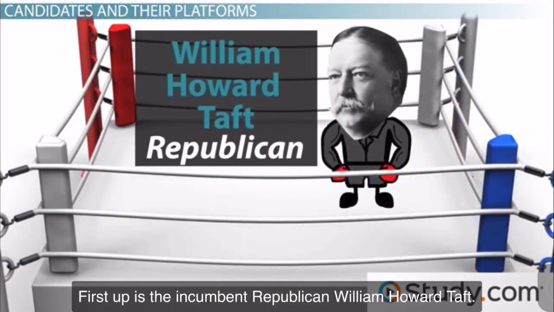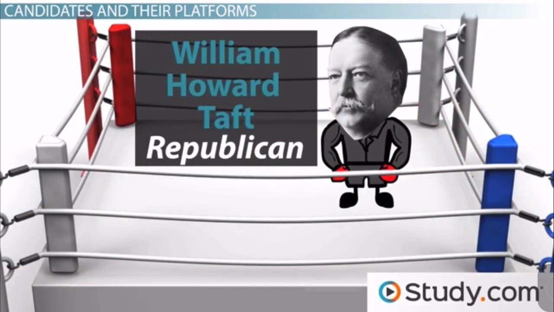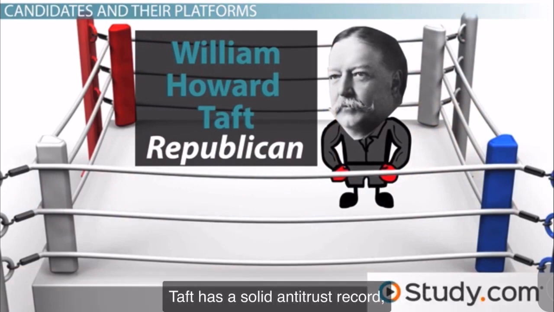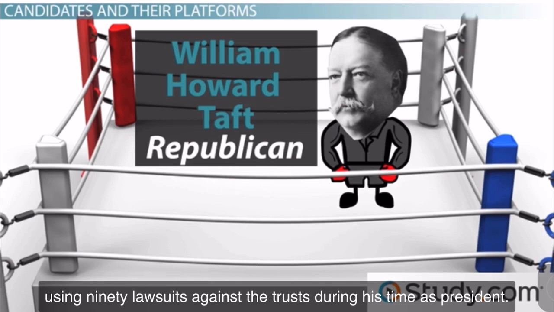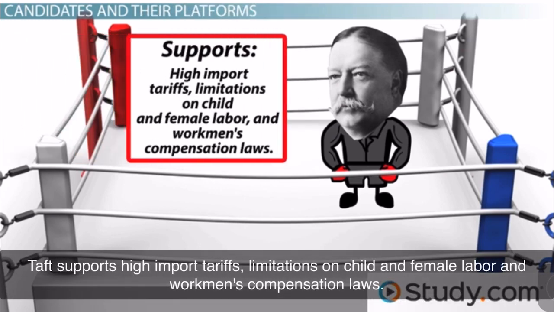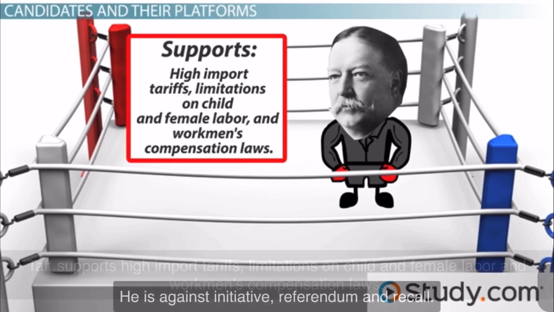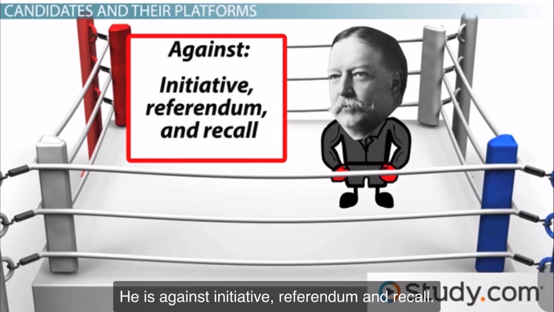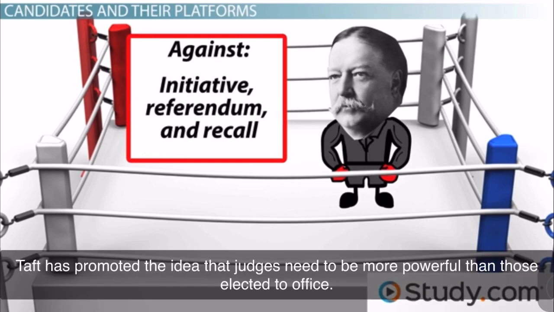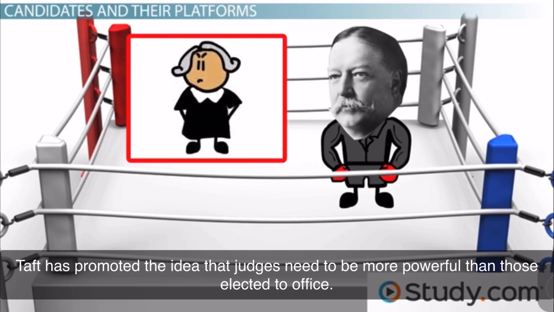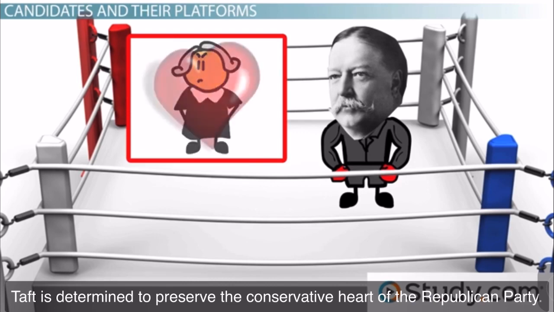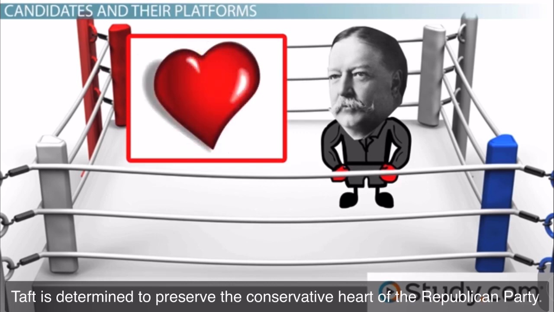First up is the incumbent Republican William Howard Taft. Taft has a solid antitrust record, using 90 lawsuits against the trust during his time as president. Taft supports high import tariffs, limitations on child and female labor, and workers' compensation laws. He is against initiative, referendum, and recall. Taft has promoted the idea that judges need to be more powerful than those elected to office. Taft is determined to preserve the conservative heart of the Republican Party.